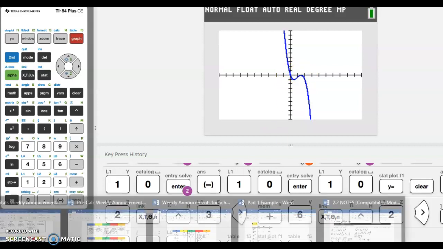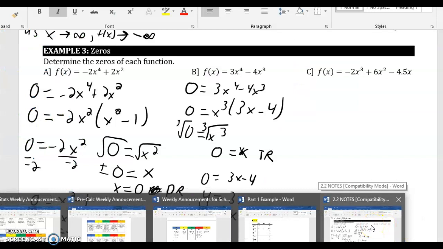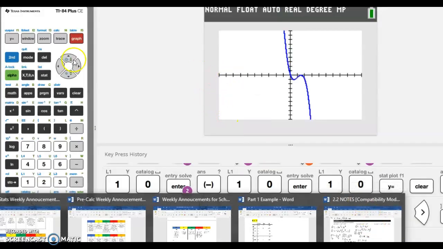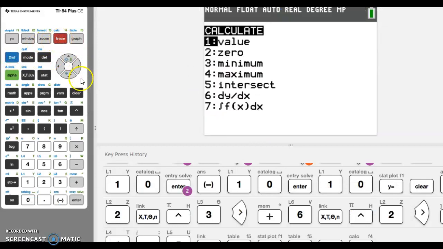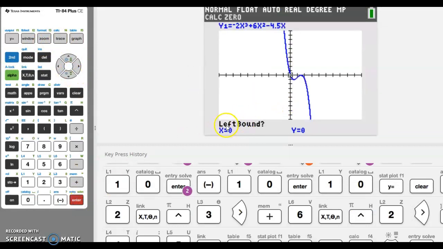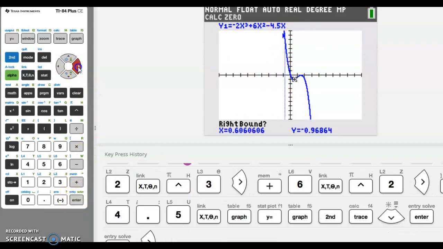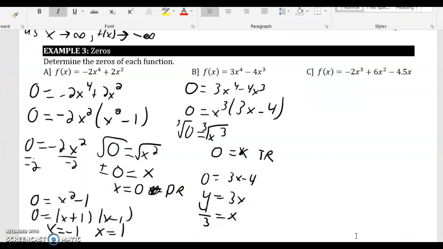Now, how many should we have? We should have 3 zeros. Now, whether they're all real or not, we'll find out. So how do I find the zeros with a calculator? So second calc, the 0, and then you need to know left and right. So this is the point I'm trying to find. Go to the left of it. I know it's above it, but it is to the left. I don't care if it's above or below. I need it left. I hit enter. Then it says to the right. How far to the right? Just far enough. Far enough to the right. And then guess near the point. So we have one of our zeros at 0, 0. So that's one of them.